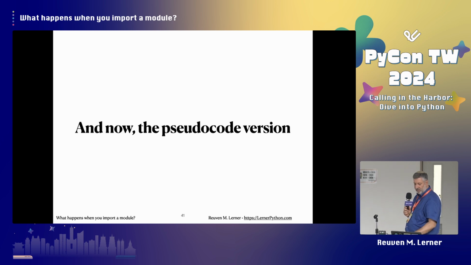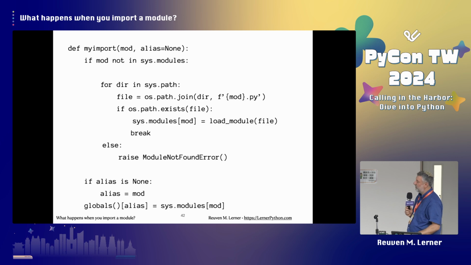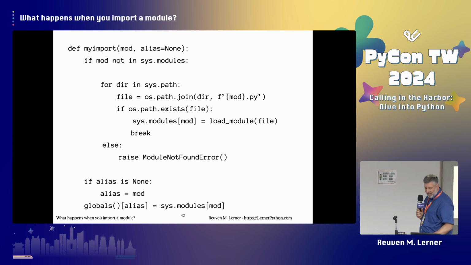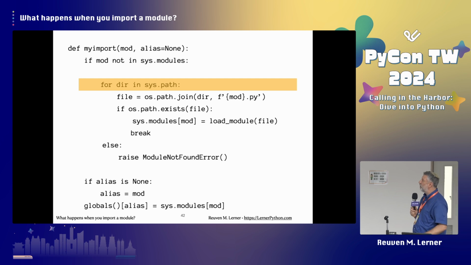Okay. So the pseudocode version, can I write a function version of this? Yes. So I'm going to say def my_import. And if mod is not in sys.modules, so if we've not yet seen this module, what are we going to do? We're going to say for directory in sys.path, we're going to go through it one by one by one. Here's the file name, right?